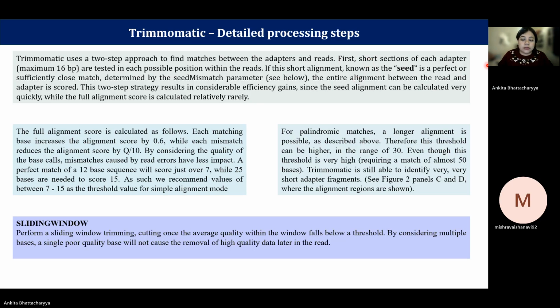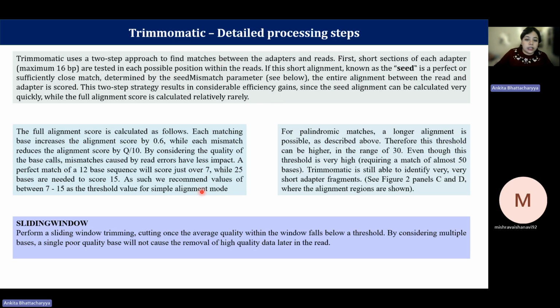Yeah, this two-step strategy. The first step is that you are using a short adapter sequence and testing every possible position. The second step is that if it is a perfect match, then the entire alignment will get scored. This two-step strategy is a considerable improvement for the efficiency of this analysis, since the seed alignment can be calculated very quickly, while the full alignment score is calculated very rarely.